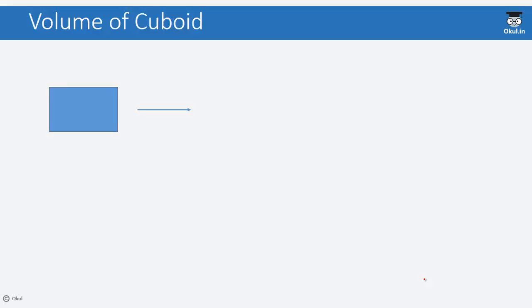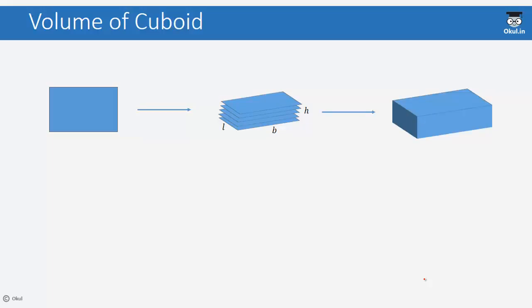So we have a rectangle and we stack this rectangle over one another. Now it has three dimensions, that is length, breadth and height, and this is how a cuboid is formed. This cuboid will have a certain volume, that is the amount of water that can be filled. So it has a length, breadth and height.